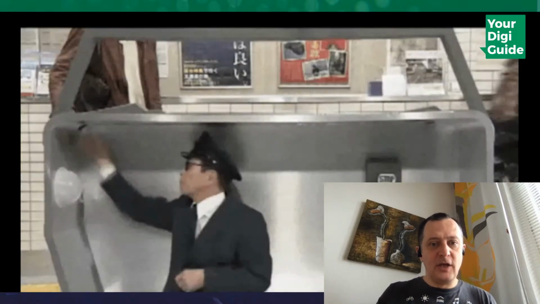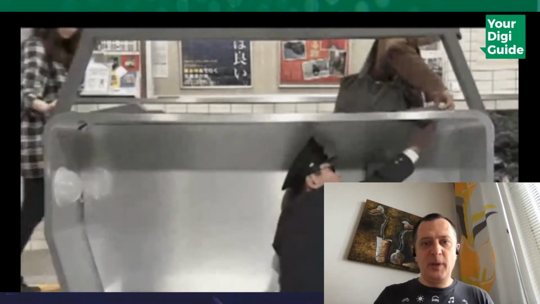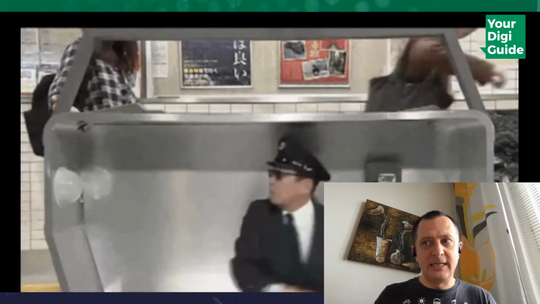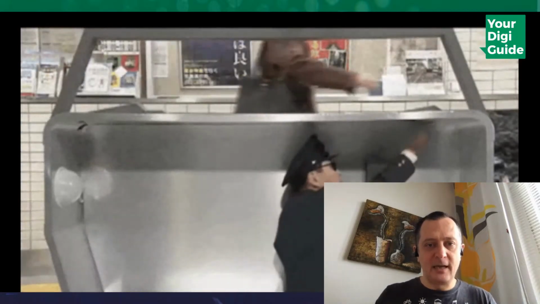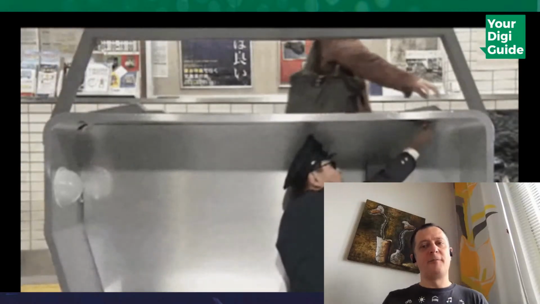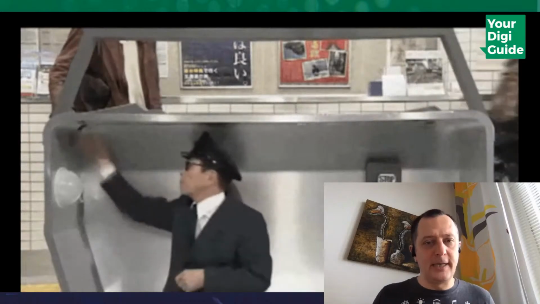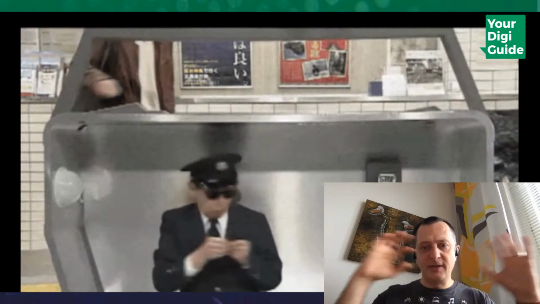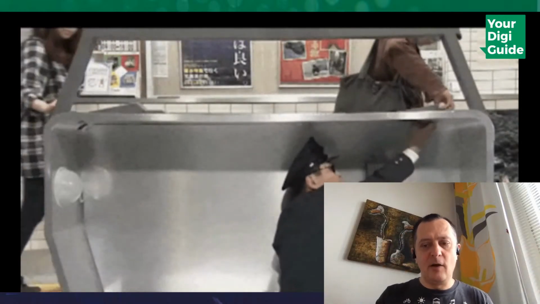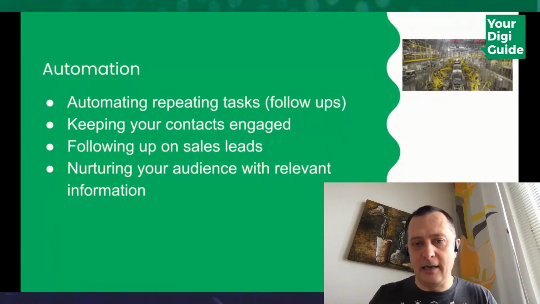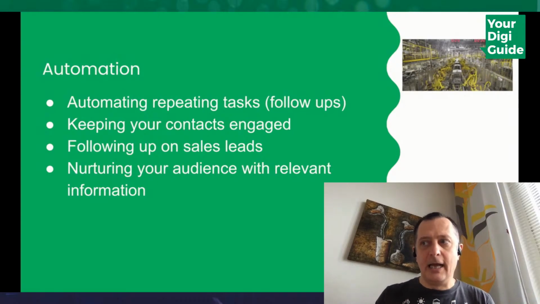important, right? So I'm sure you have seen this before, or at least this explains what the next topic is, and that is automation. And I think that a lot of people think that automation is something like a magic silver bullet for a lot of things. But no, actually automation is about automating repeating tasks, like for example follow-ups.